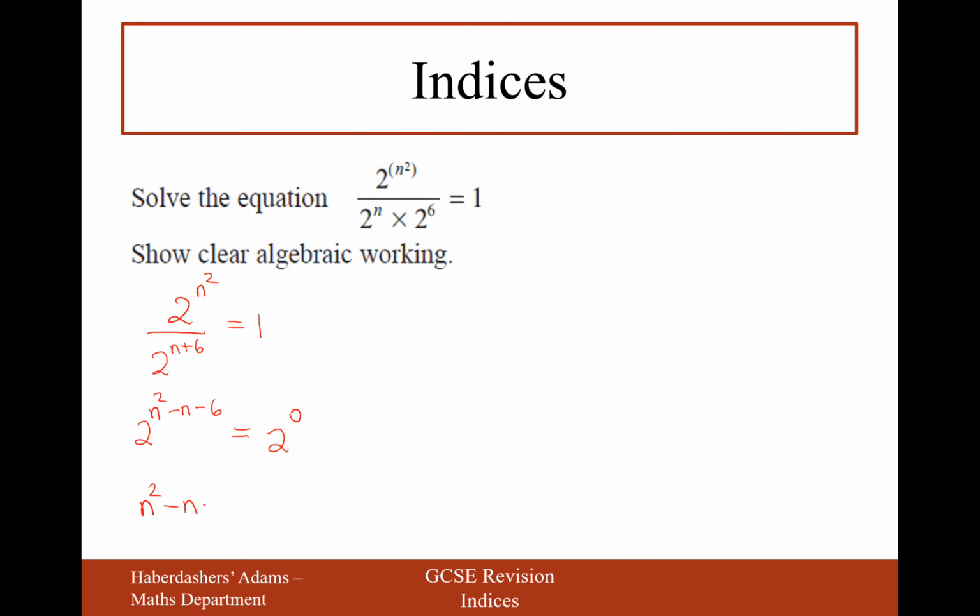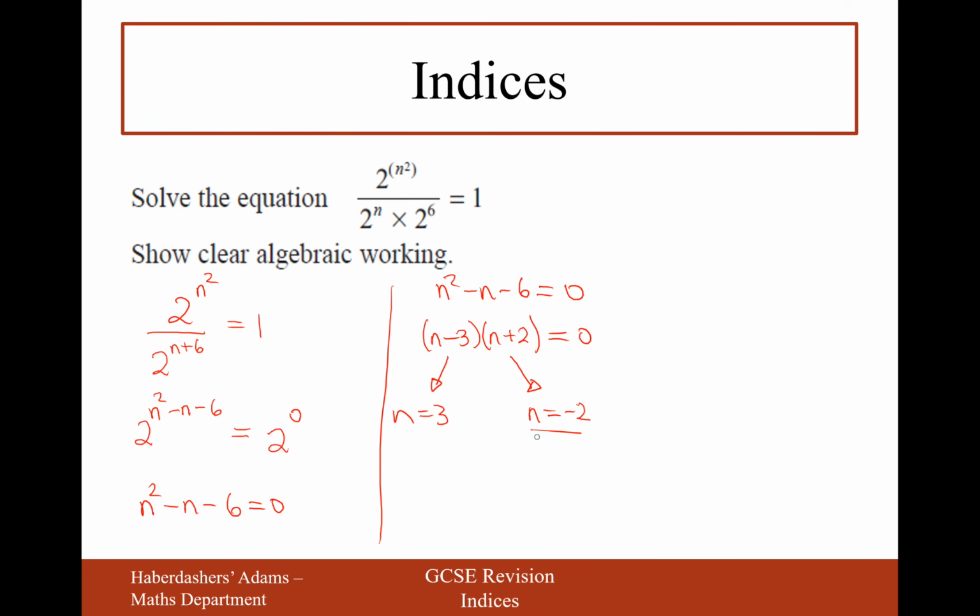n squared minus n minus 6 equals 0. Now we have this as our quadratic equation that needs solving, so we'll need to factorize it. n minus 3, n plus 2 equals 0. So what do we need the values of n to be to make these two brackets equal 0? Well, n is equal to 3 or n is equal to minus 2. So there we are, these are the answers for this question here.